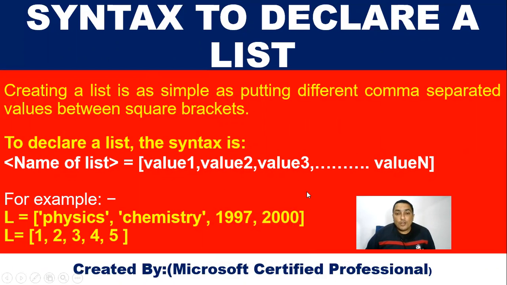This is an example of a list. L equal to square braces physics comma chemistry comma 1997 comma 2000. So in this way you can create a list. Creating a list is very simple in Python.